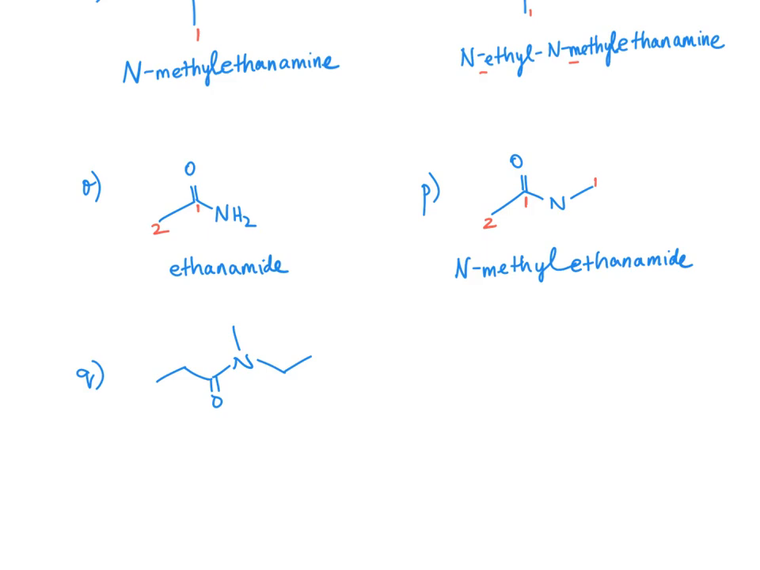All right, let's try Q. See the amide linkage? There it is there. So mark the amide linkage carbon as the first carbon and number away from the nitrogen. So there we go. Propane, drop the E, add the suffix, propanamide. Now, what's happening on the other side of the nitrogen? Well, we have an ethyl group here, and we have a methyl group. So N-ethyl, N-methyl, propanamide.